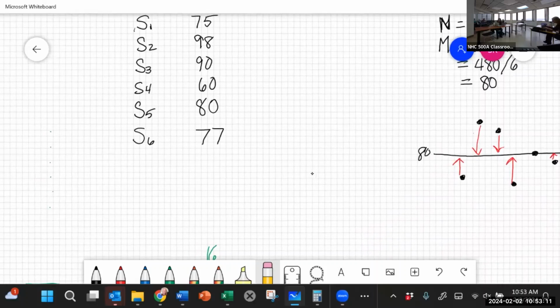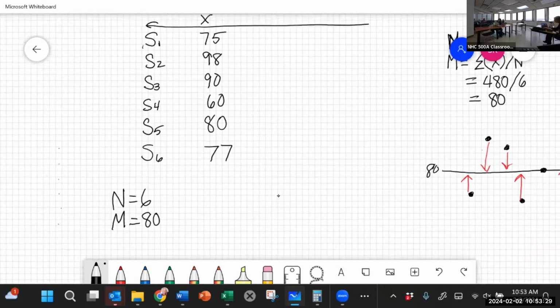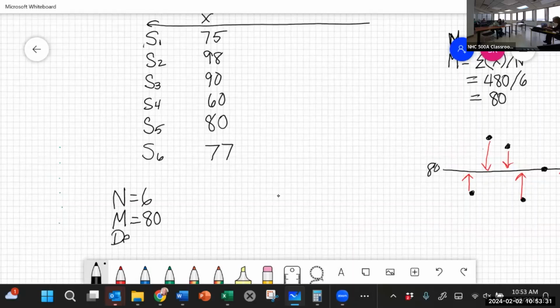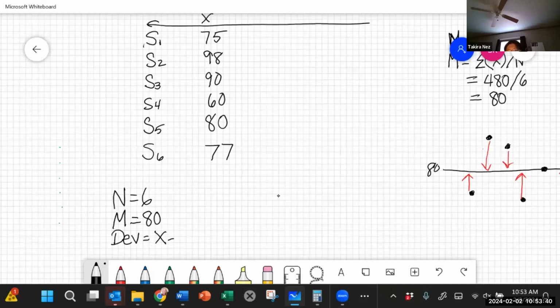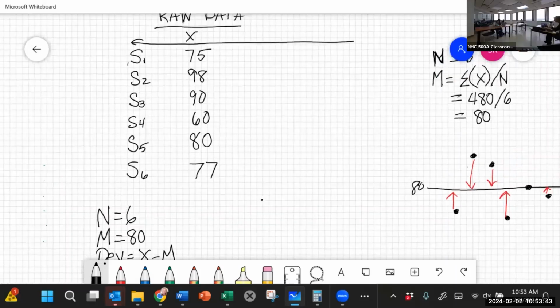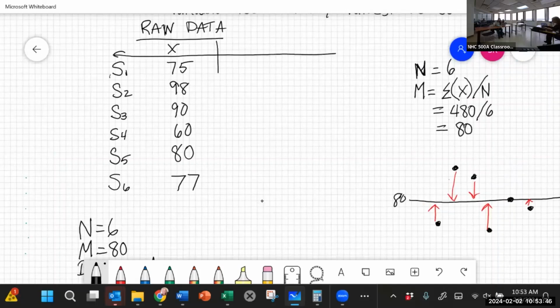transfer our data. So what we had concluded was that n was 6 and M was 80. So the next thing we have to do to find out what our spread is, we have to figure out our deviations. Do you remember the formula for deviations? Anyone have it written down? X minus M. X minus M, and that's what you were just working with. So let's go ahead and do this. Let's make a column for our deviations, and we'll do our deviations in blue again. Deviations is x minus M.